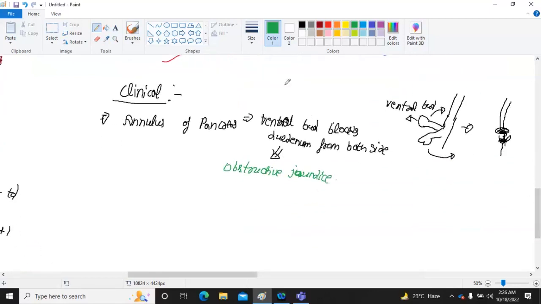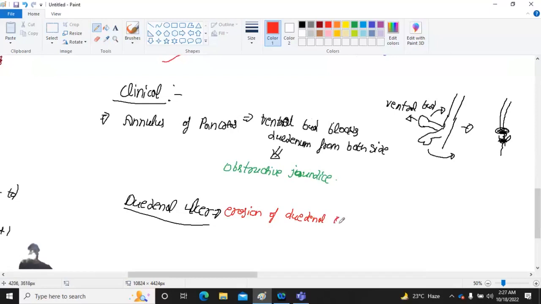Another clinical aspect is duodenal ulcer, in which the duodenal wall is completely eroded. Erosion of the duodenal wall. And we know behind the duodenum there are important arteries present. Blood vessels are present behind the duodenum, so there is a big problem in this case.